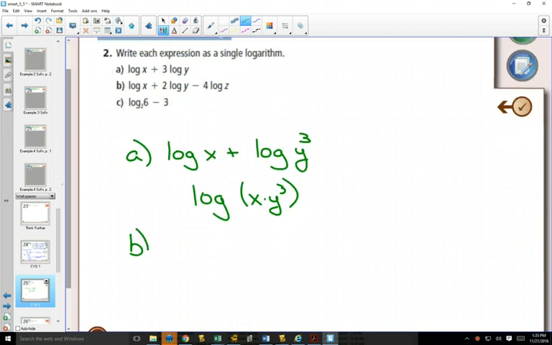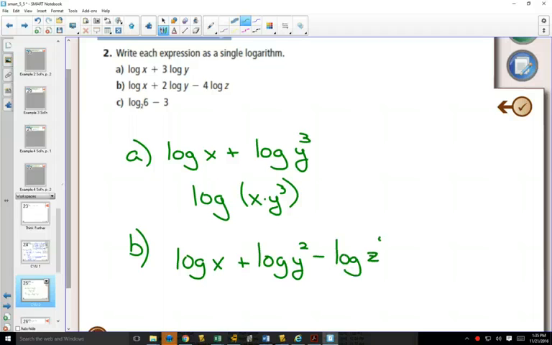For part B, again, we'll always do that power law first. So whenever there's a number in front, we'll put that in as the exponent. So here I've got a 2 in front. So that'll become log y squared. And I have that 4 in front. So that'll become log z to the 4.